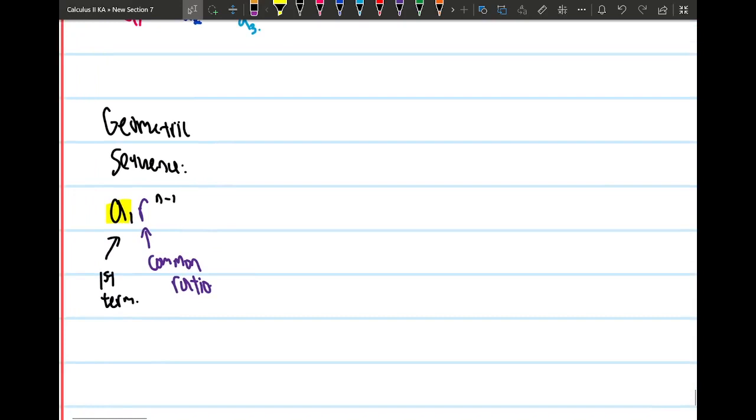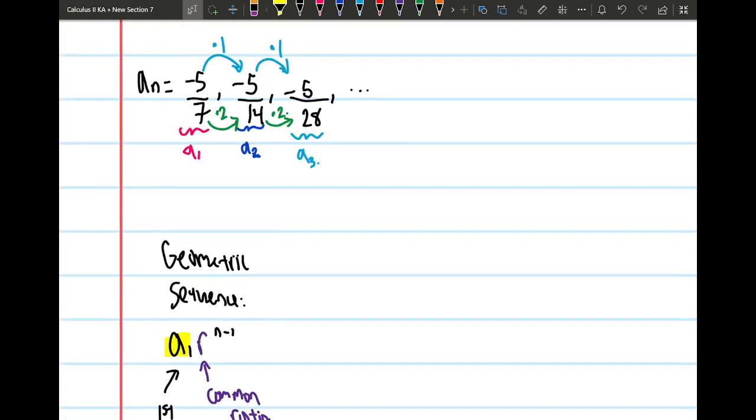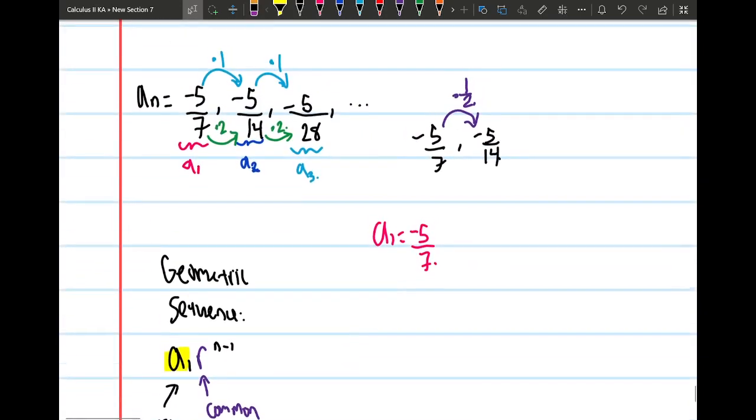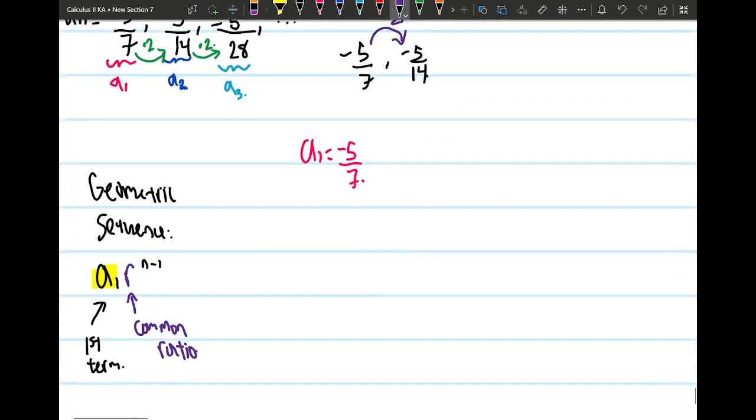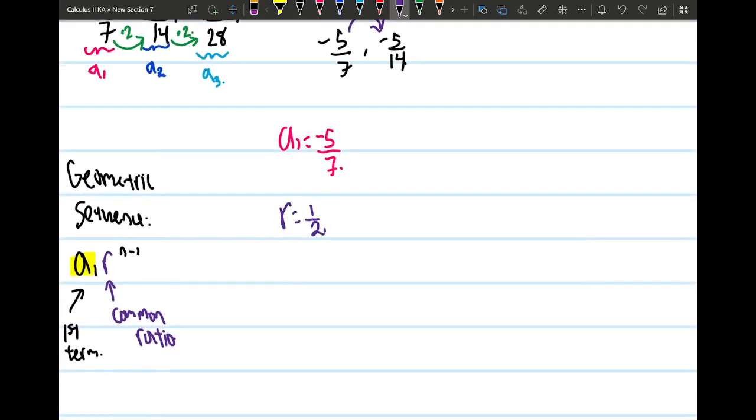If we look closely, a sub 1 is -5/7. And every time we go to the next term, for example from -5/7 to -5/14, it is multiplied by 1/2. So our r value is 1/2, and that's what we call our common ratio.